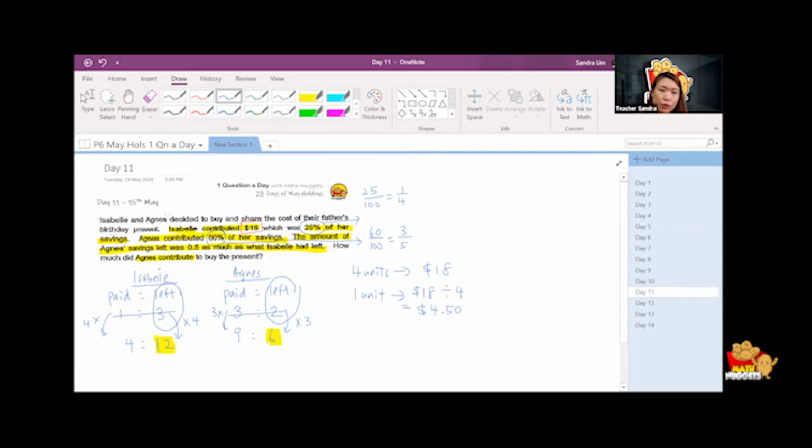So how much did Agnes contribute? She contributed 9 units here. So you go on to find 9 units. Will be $4.50 times 9, which is $40.50.